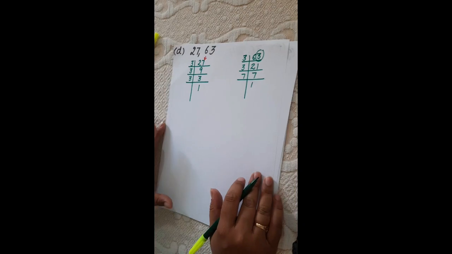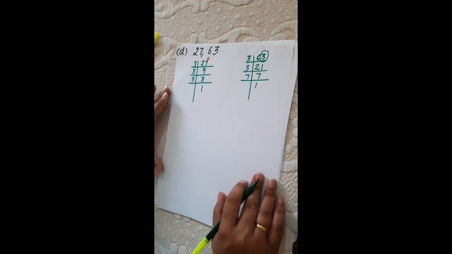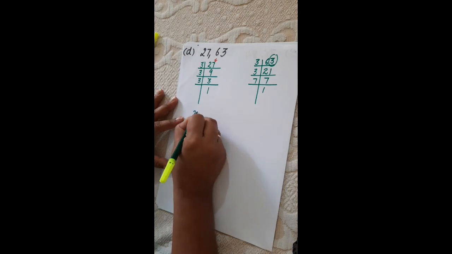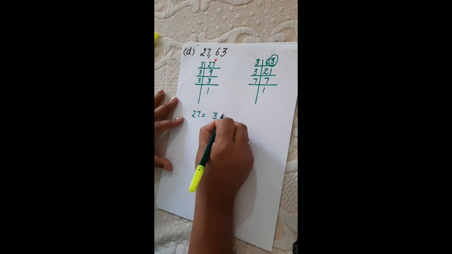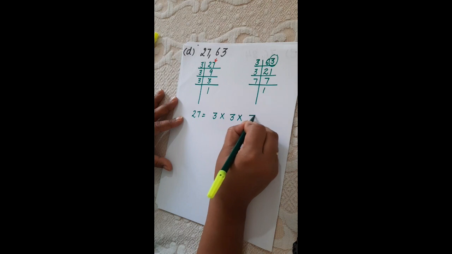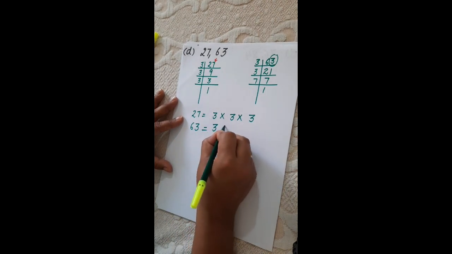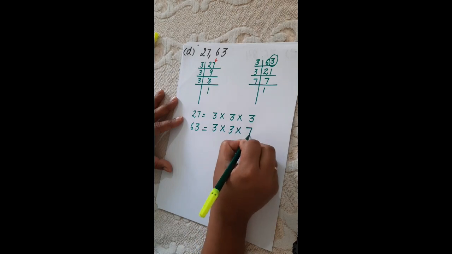So these are the prime factorizations of 27 and 63. Write the prime factorization of 27: 3 into 3 into 3. Then write the prime factorization of 63: 3 into 3 into 7.